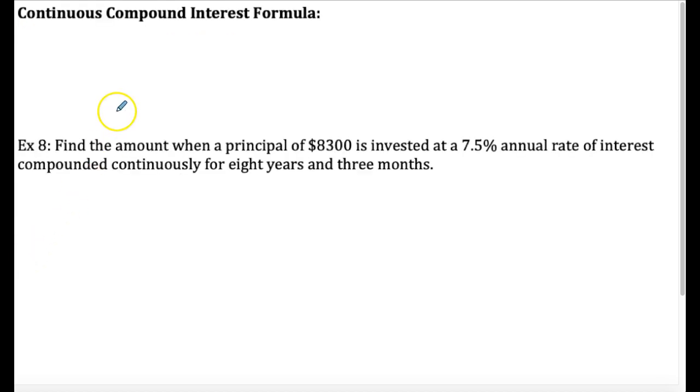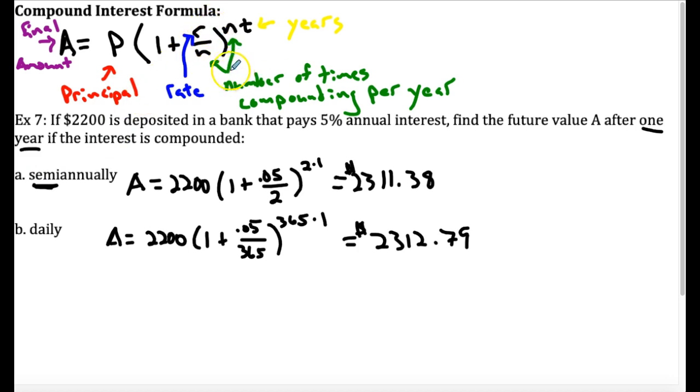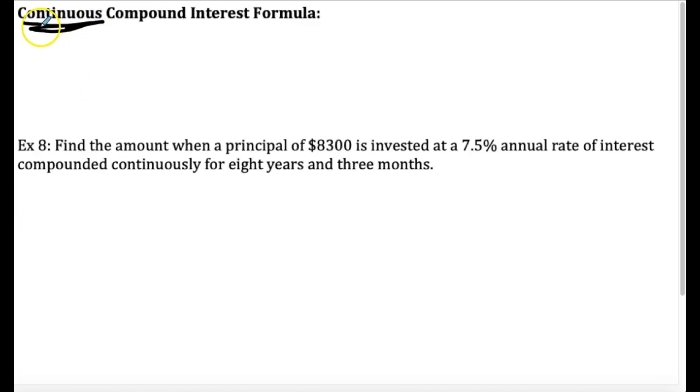So the last idea then is continuously compounding. Okay, so if we think about this formula, and we say, well, I want to make this n infinity, basically. I want to compound this interest as many times as possible. Right? So I mean, we could say, well, I want to do this every minute or every second or every millisecond. I want to compound the interest. Well, what we say is we're compounding continuously then.